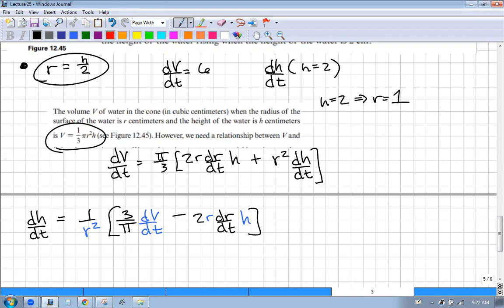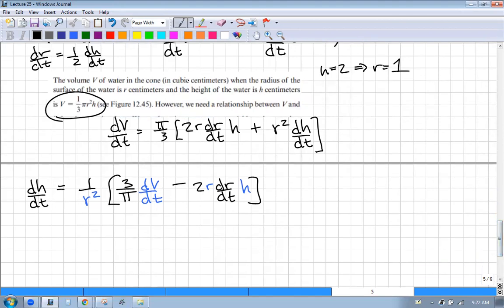No, let's see. We got this guy. This would mean that dr/dt is 1/2 dh/dt, right? So if dh/dt is 2, that means dr/dt when h is equal to 2 would equal... Yeah, that's what's going on. All right, I should have substituted that in earlier. So dr/dt is 1/2 dh/dt.